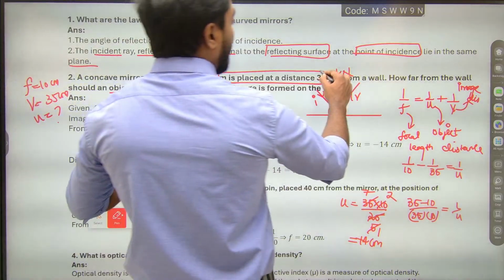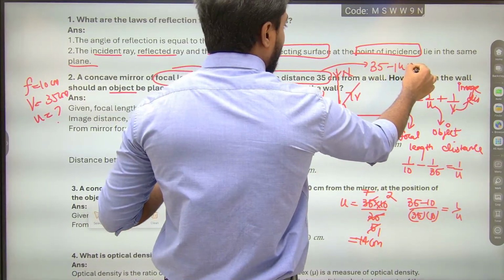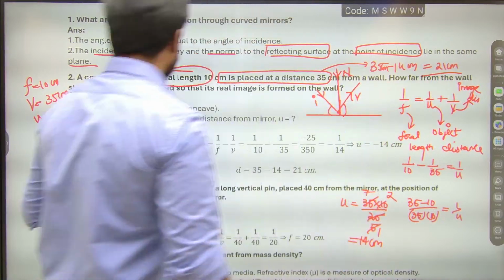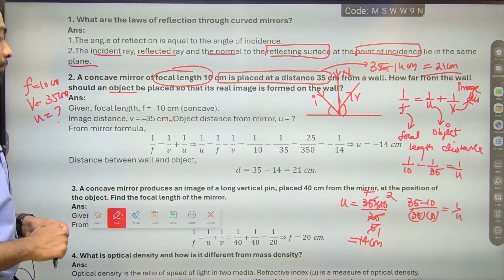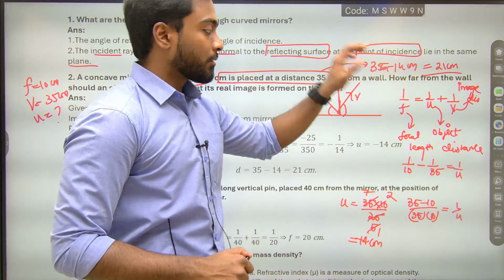So real image is formed in the sense 35 minus how much it is? 14 centimeter will be 21 centimeter. So the distance between the wall and the object is 20 centimeter, and the object distance is 14 centimeter. This is the second question.